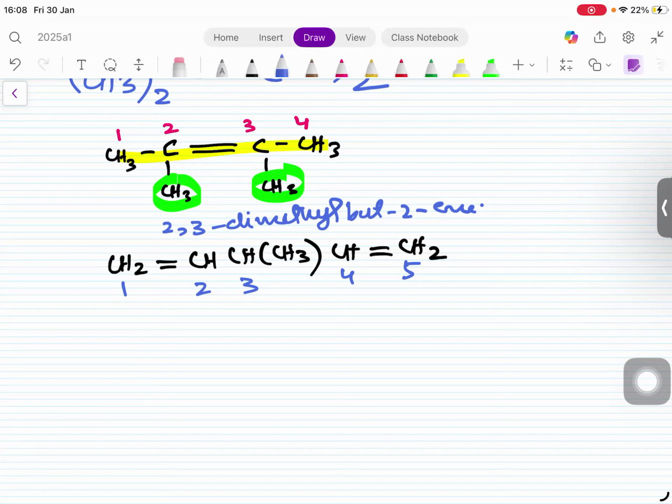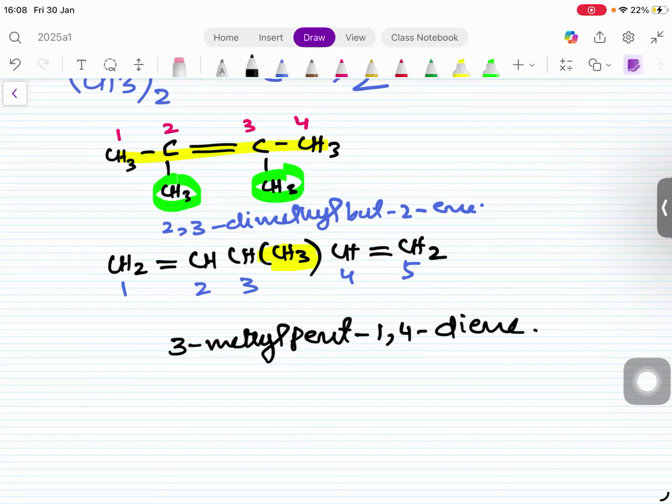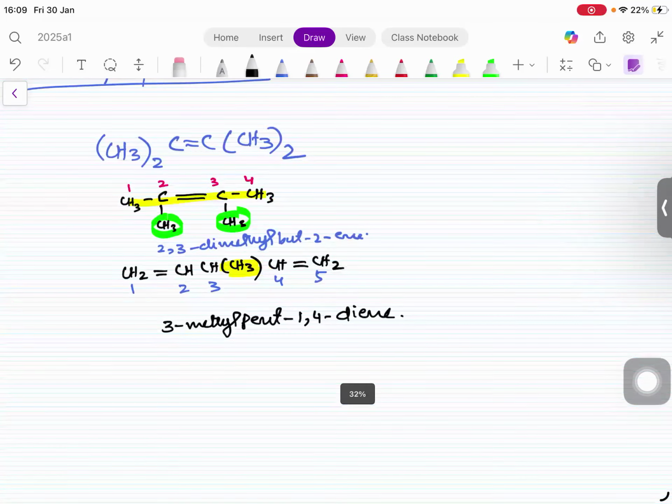Is there any branch? Which one? 3-methyl. So it is 3-methylpent-1,4-diene. Please do not forget to put the dashes and commas wherever they are needed. Okay. So this is how we name alkenes.